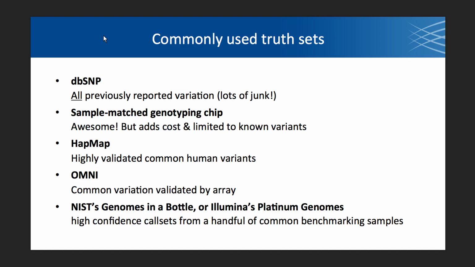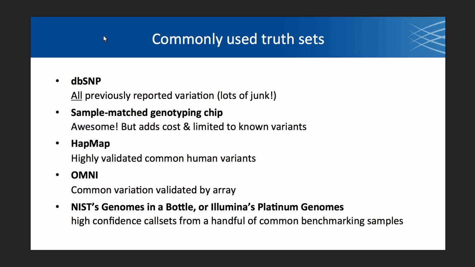A sample-matched genotyping chip, of course, is the best. It adds cost, and if you don't know what variants you're looking for, then you can only use common variants, and so you won't be able to measure the novel variants as well. You won't know what your concordance is on novel variants because you didn't know to measure them to begin with, right? Because you designed the chip before you found the results. Of course, you could design the chip after you find the results, but that's even more expensive.